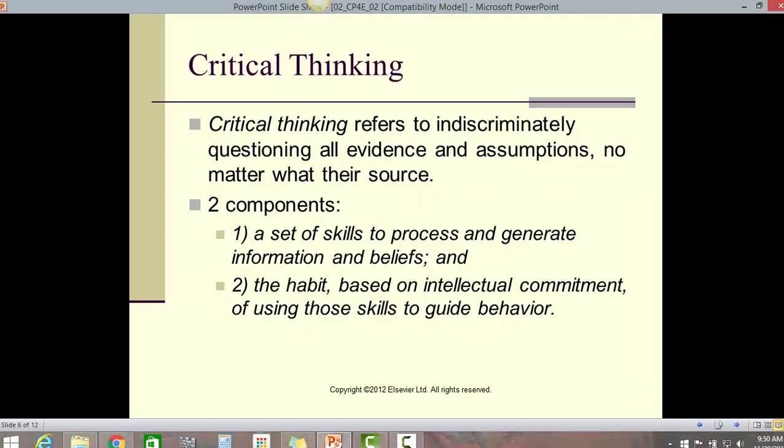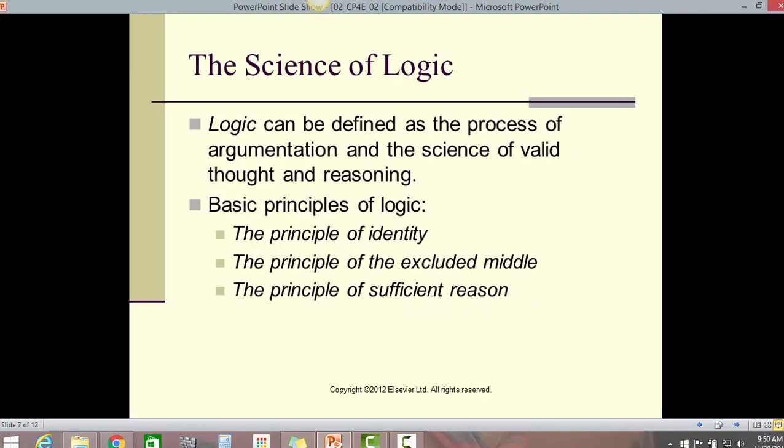Critical thinking refers to indiscriminately questioning all evidence and assumptions, no matter what their source. Two components of critical thinking are 1. A set of skills to process and generate information and beliefs, and 2. The habit, based on intellectual commitment, of using those skills to guide behavior.